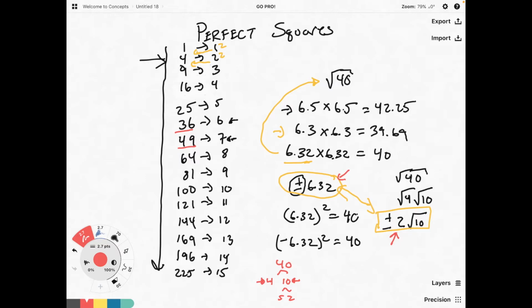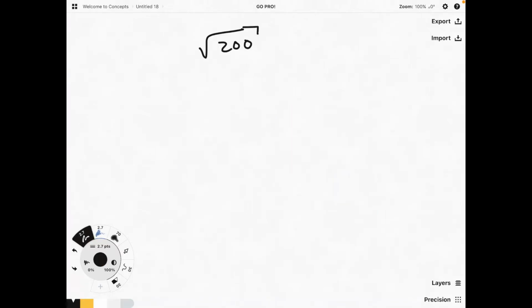Okay, let's look at another example. Okay, let's look at the square root of 200. We're asked to simplify this down. We ask ourselves, is there a value within 200 that is a perfect square? We know that 15 times 15 is 225, and we know that 14 times 14 is 196. We know this is not a perfect square.